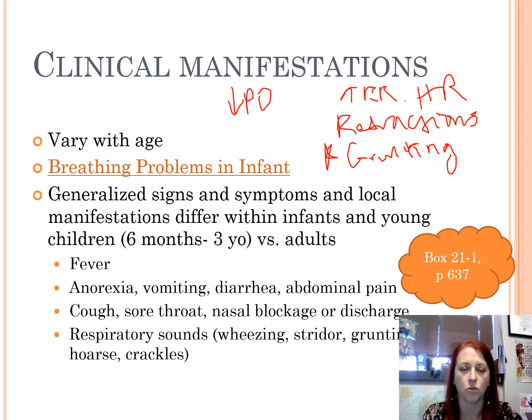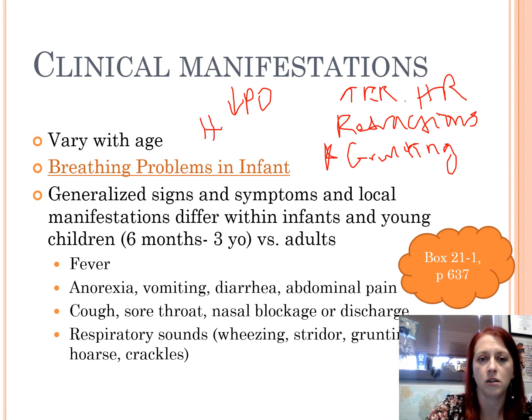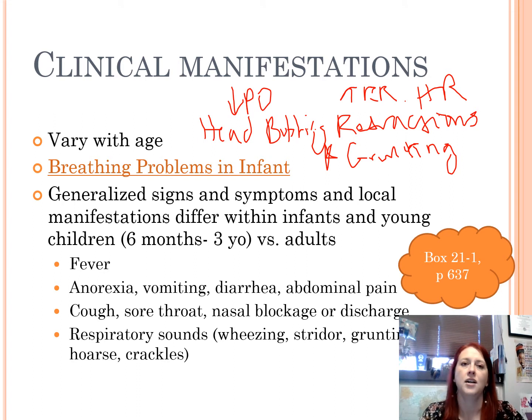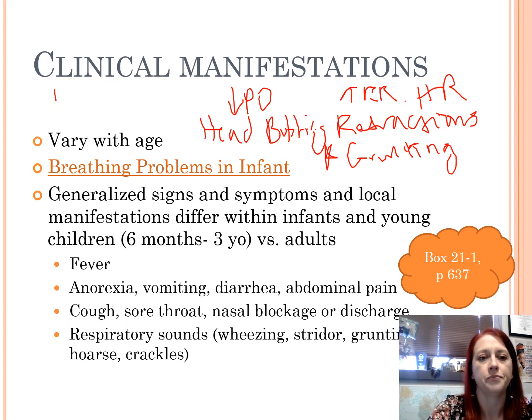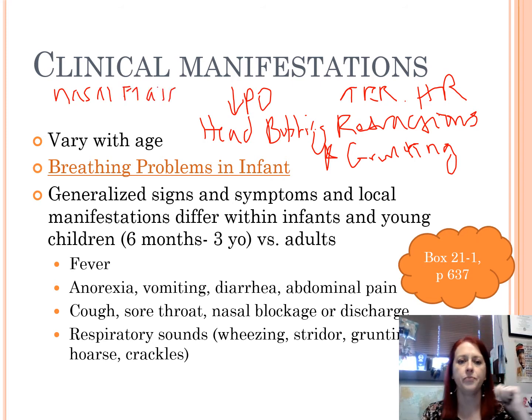What else? Talked about retractions and grunting. Things like head bobbing or something that we sometimes see where a patient is breathing and they're doing this. They're trying to use some of those accessory muscles, so they're head bobbing, kind of like those bobblehead dolls. Head bobbing. We can also see things like nasal flaring, where those nares are going out. Nasal flaring.